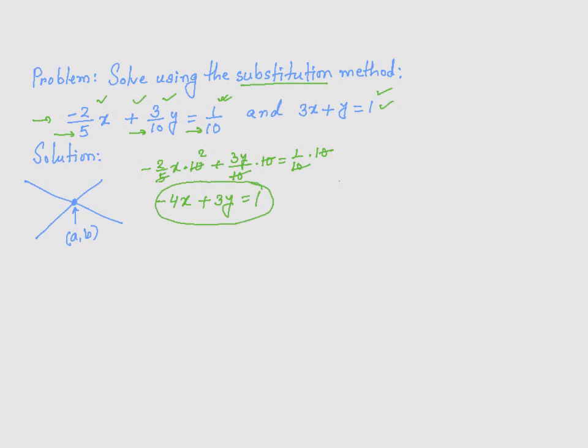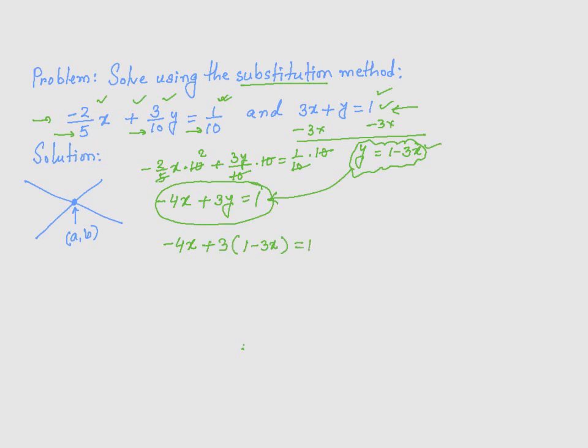So now from this equation I am going to solve for y. If I subtract 3x from both sides, I get y on the left side and 1 minus 3x on the right side. Now I am going to take this y value and plug it into this equation. So it's going to be negative 4x plus 3 times y, but instead of y I'm going to plug in 1 minus 3x. That is going to be equal to 1.